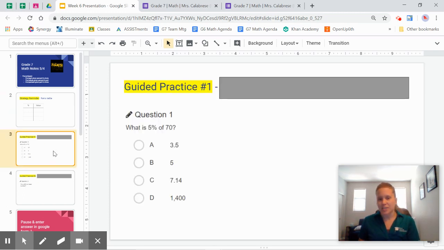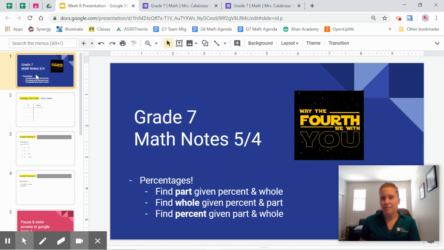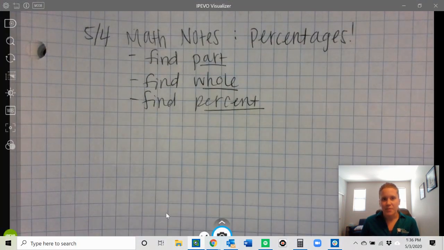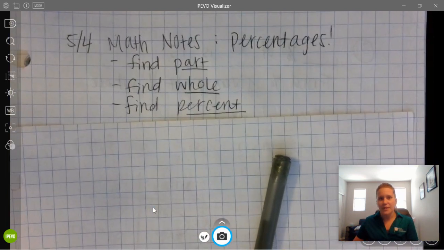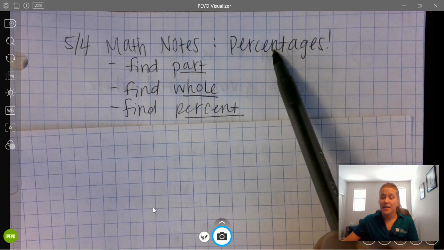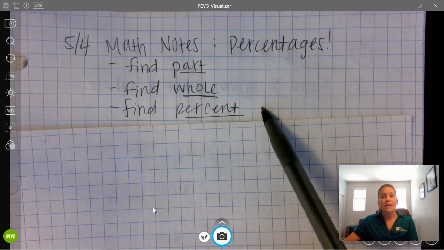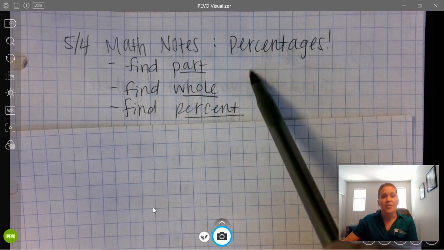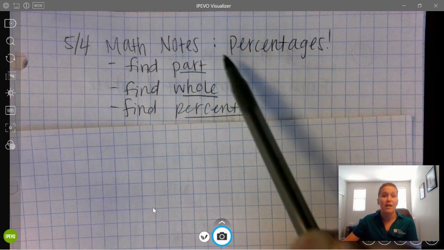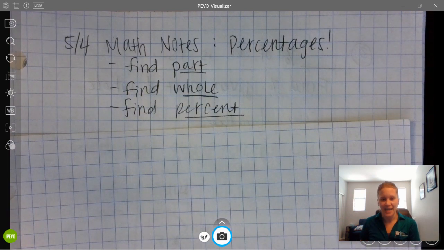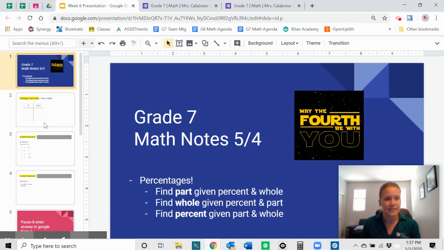So let's take a look at the first question. Actually, if you haven't already taken a moment to set up your notes, go ahead and do that. Here's what I put on my paper to save just a little bit of work: I didn't write what we were given, but I do know that today we're going to be working on percentages. I need to be able to find the part, the whole, and the percent. Remember, if I'm asked to find the percent, I'll be given these other two things. If I'm asked to find the whole, I'll be given the other two. If I'm asked to find the part, I'll be given the other two. Okay?